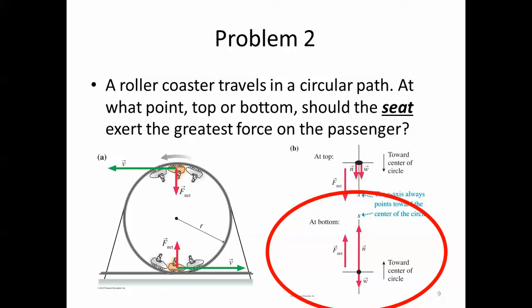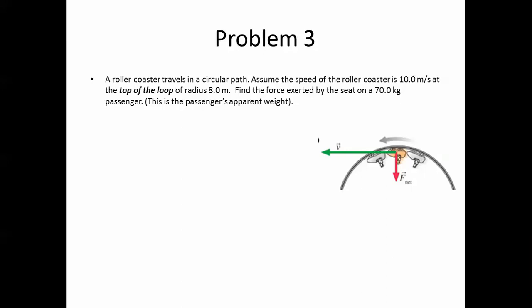Now let's do a problem with some numbers. A roller coaster travels in a circular path. Assume the speed of the roller coaster is 10 meters per second at the top of the loop of radius 8 meters. What is the force exerted by the seat on a 70-kilogram passenger? And we're looking for this normal force, which is also going to be called the apparent weight of the passenger.